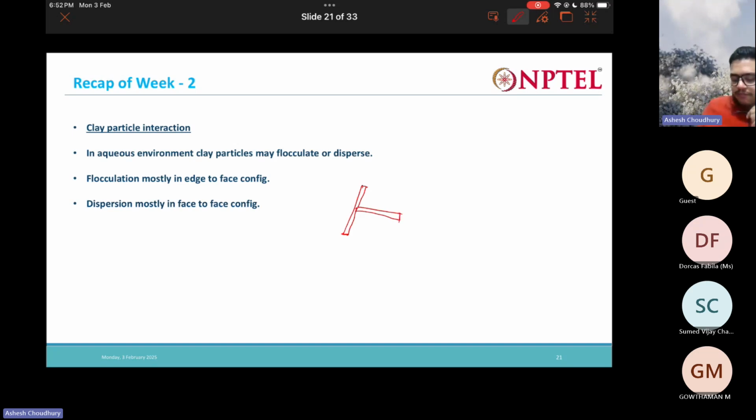So like this, generally flocculation happens, and dispersion generally happens like this, phase to phase. Like this, the particles are going to separate out. Okay, so that was all about this basic theory. Now let us start solving the problem.